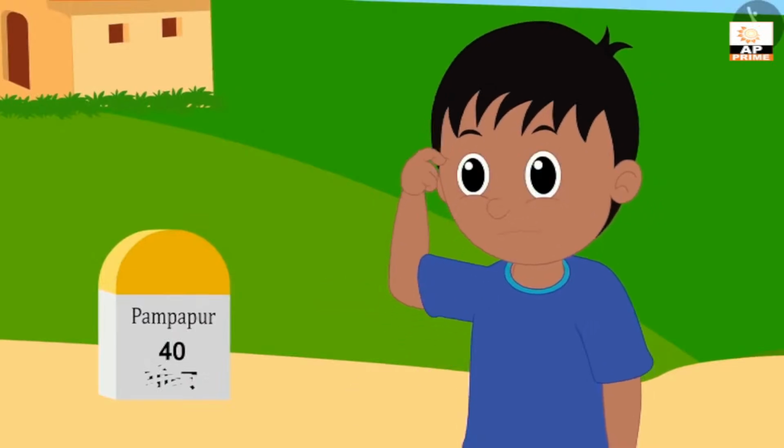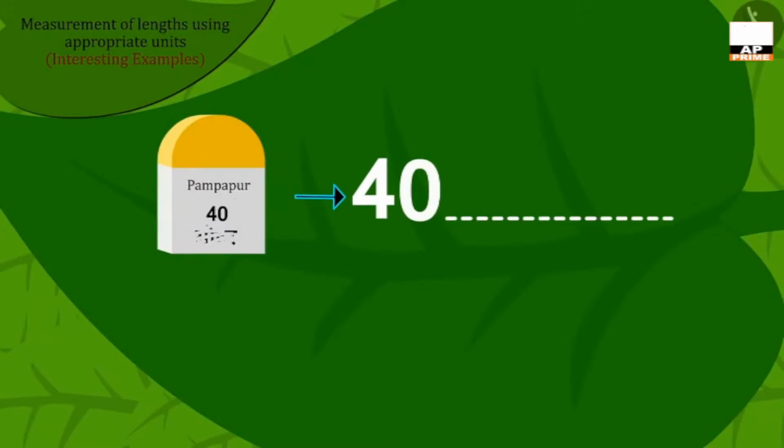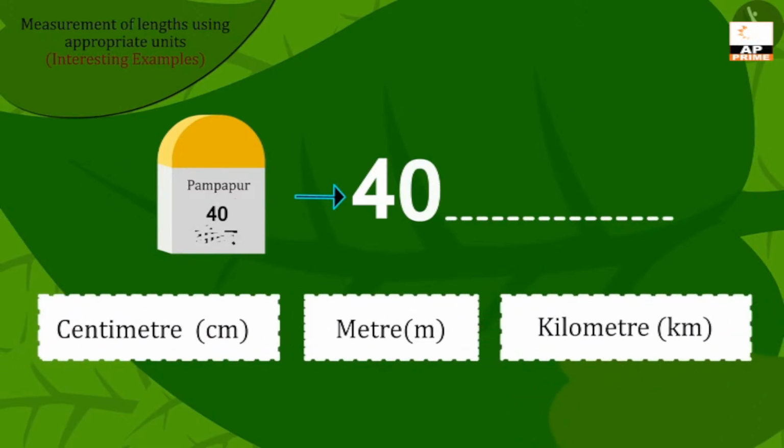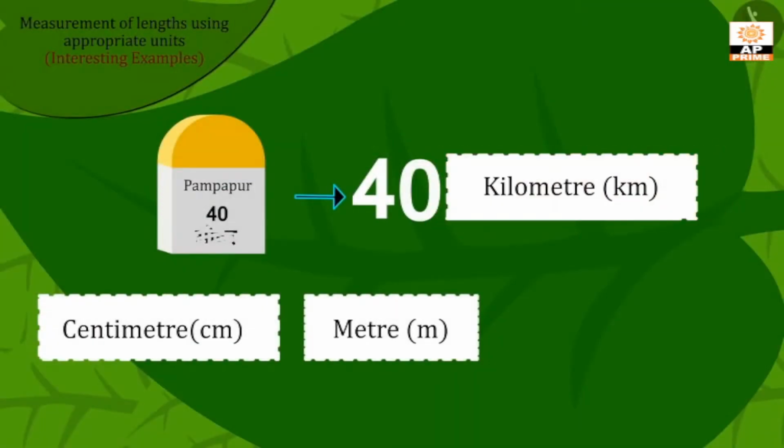Raju started thinking that the distance from Pampapur to there was written on that stone. Now which unit should be written in front of 40 so that the people going there can get the correct idea of distance to Pampapur? Kids, can you help Raju? Well done, kids. You have found the correct answer.